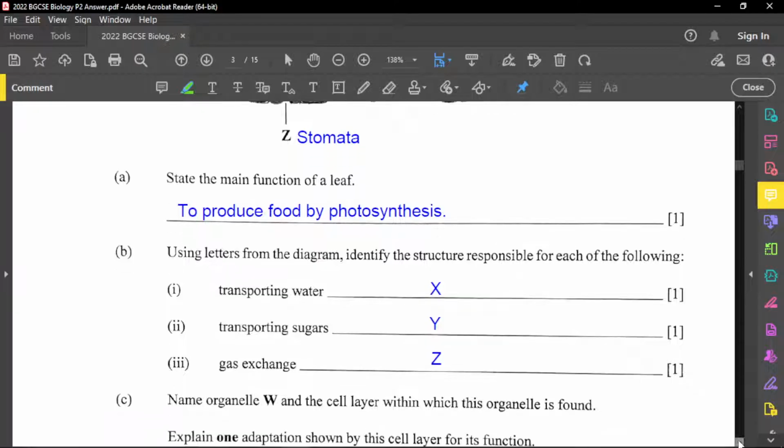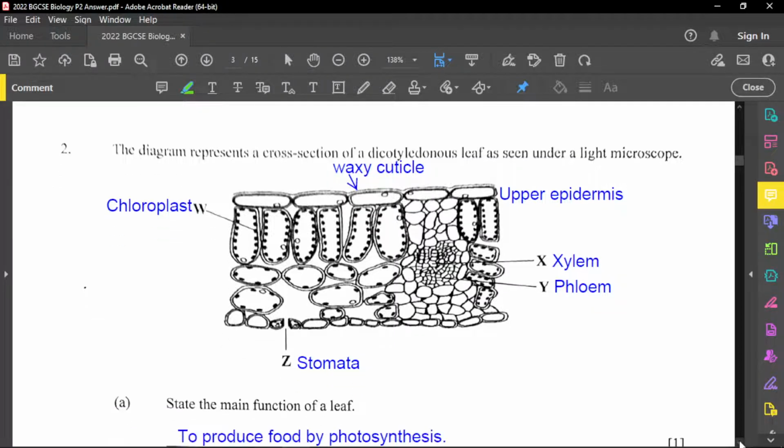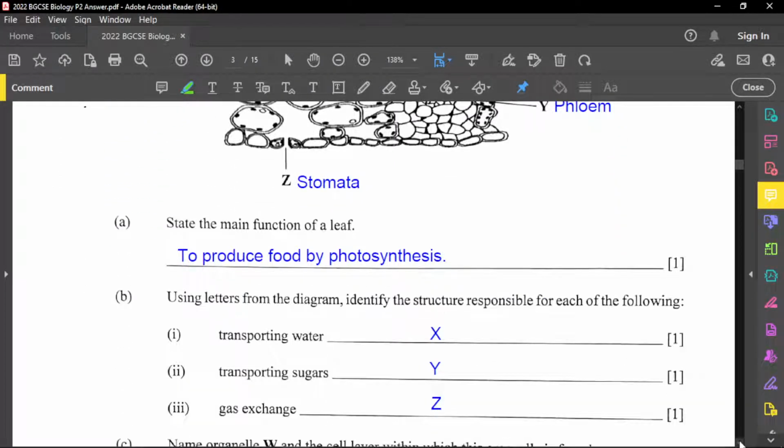Now for part B, using the letters from the diagram, identify the structures responsible for each of the following. For transporting water, that is the xylem, and the xylem is labeled as X. Let's just quickly go back up there. The xylem is always on the top of the vascular bundle in the leaf. So the xylem is on top, the phloem is at the bottom in this vascular bundle. And for transporting sugars, that is the phloem, and that is Y.